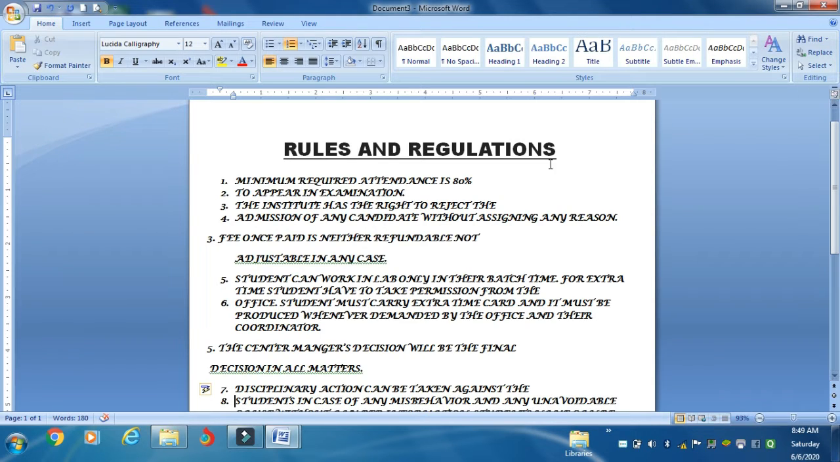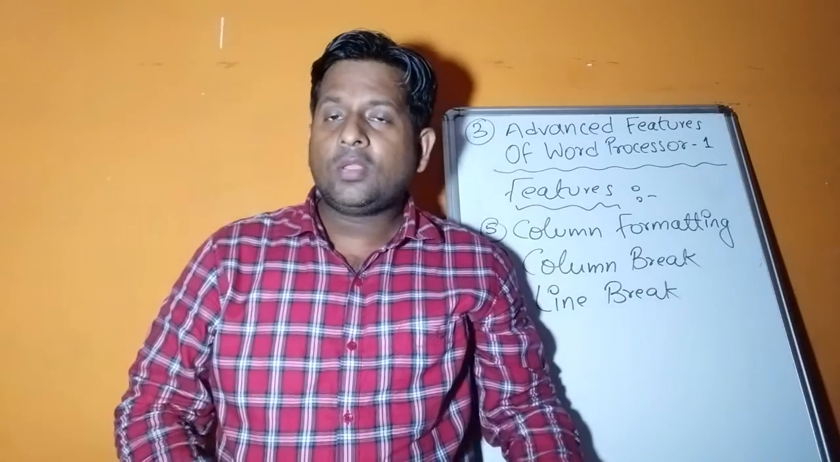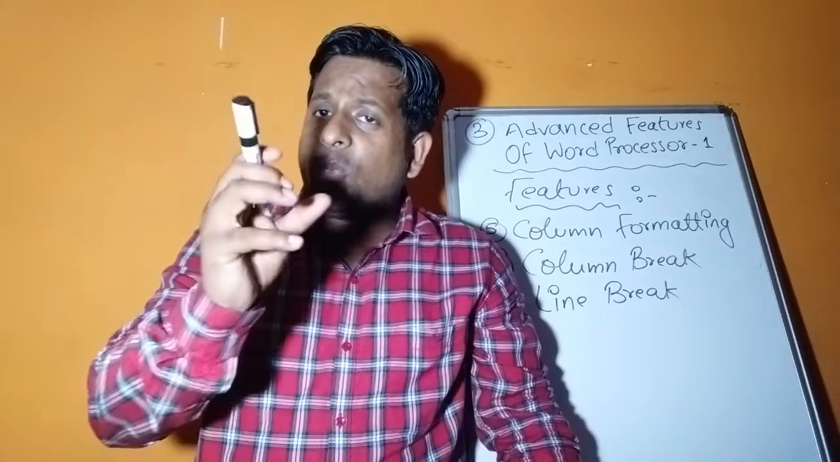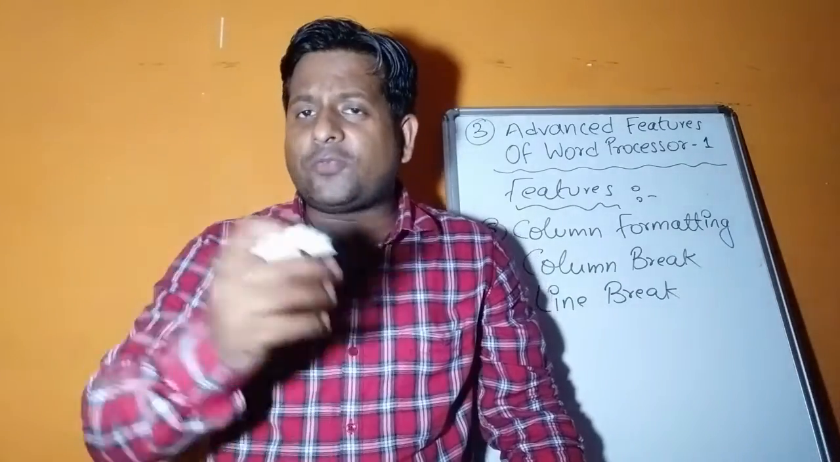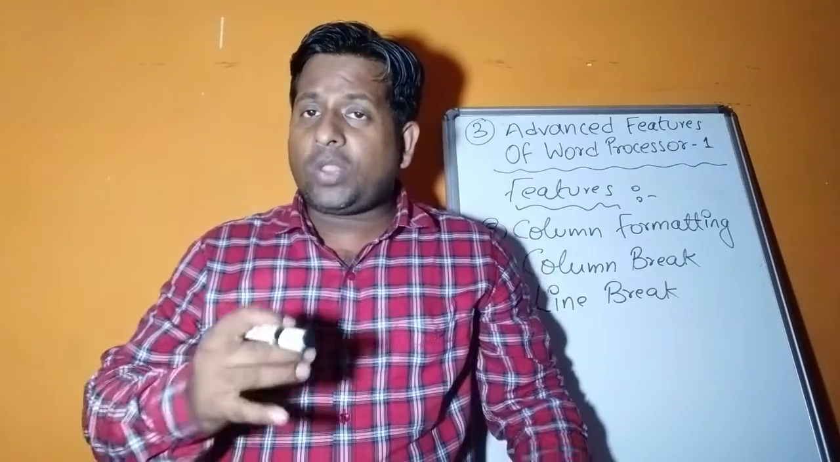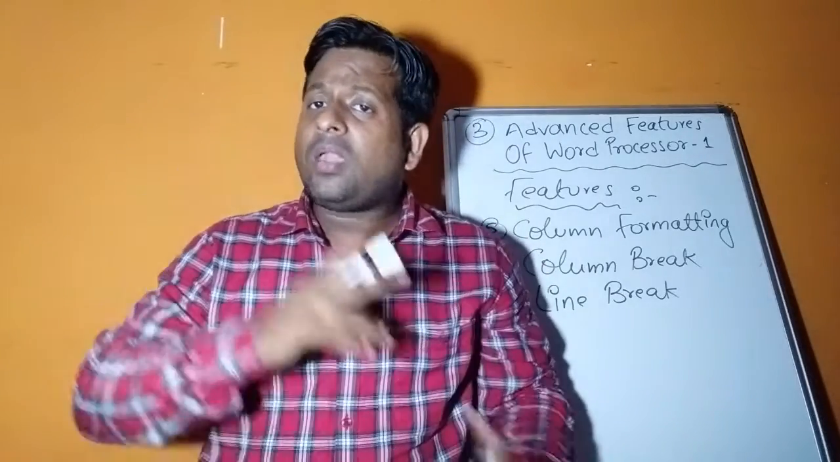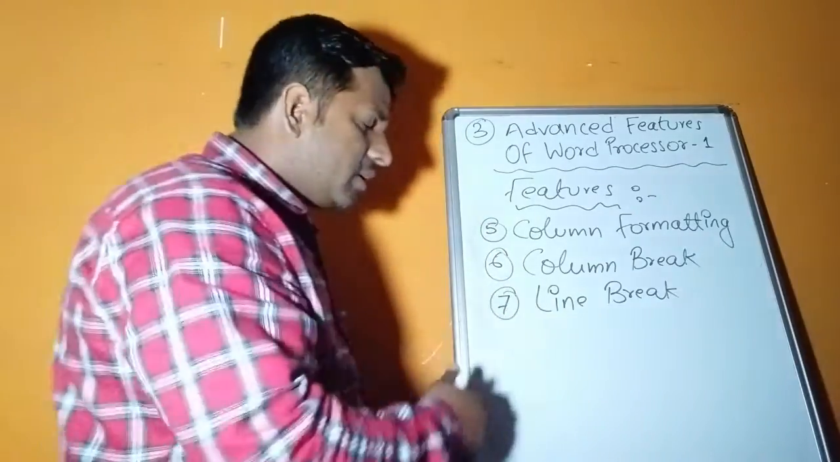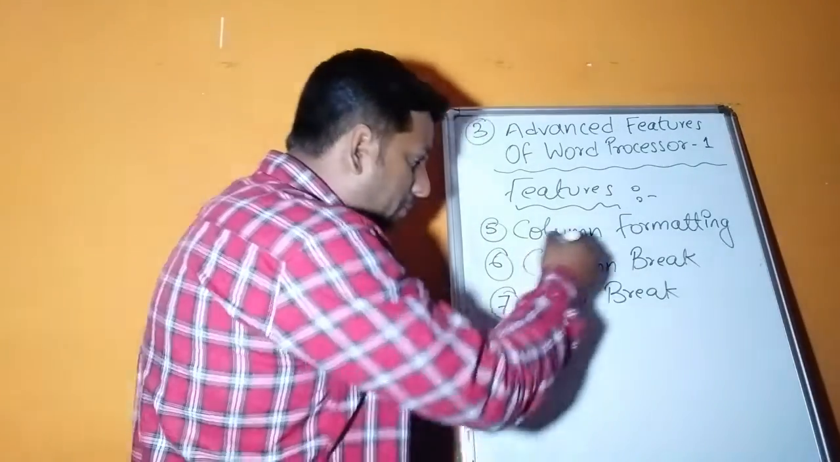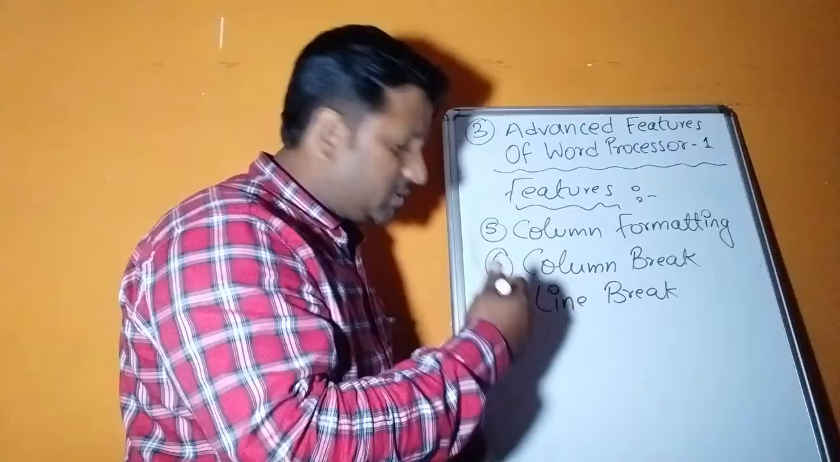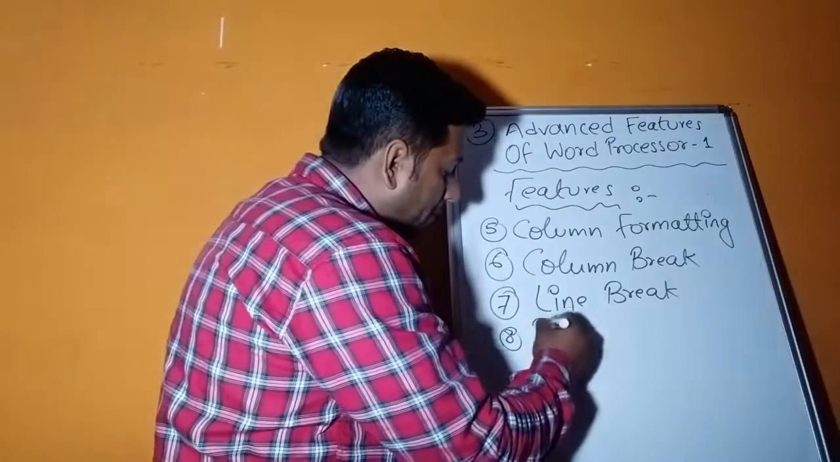So now you understood how we can use the line break feature. It's very beneficial, isn't it? So we understood column break and line break. Now see the third one. Here in break it is third, but in features it is point number 8. That is page break.